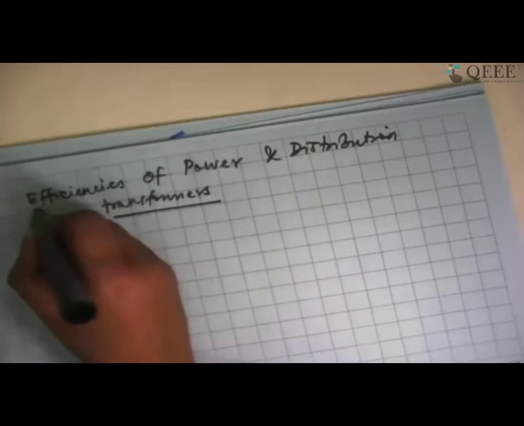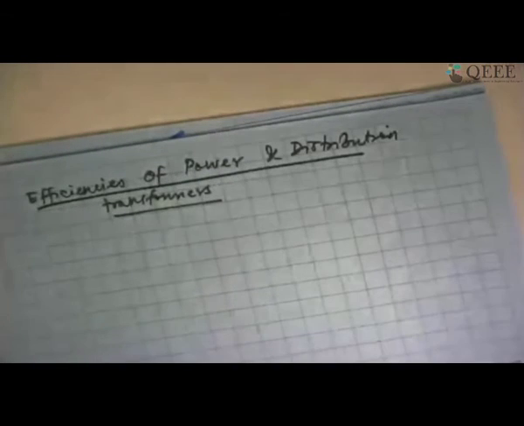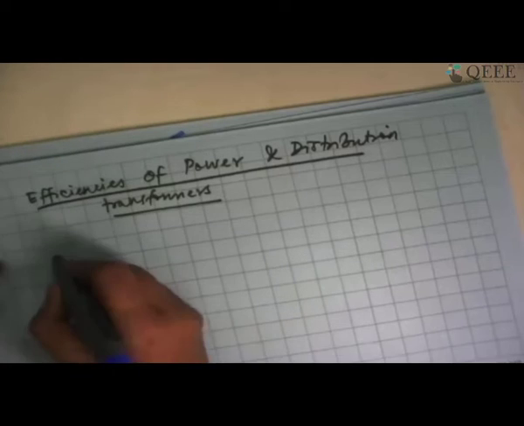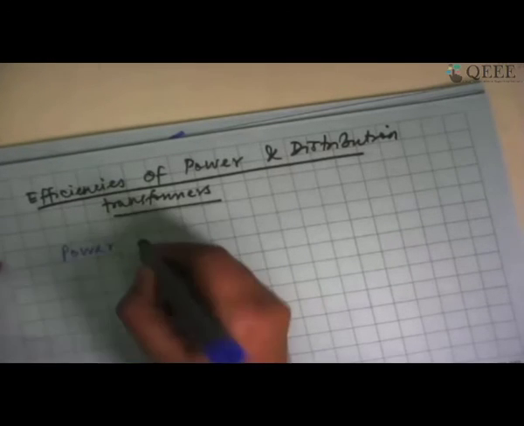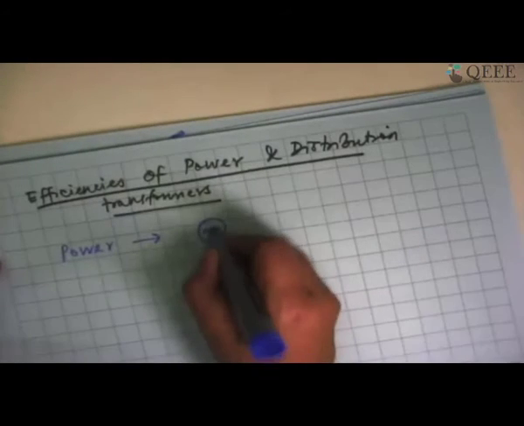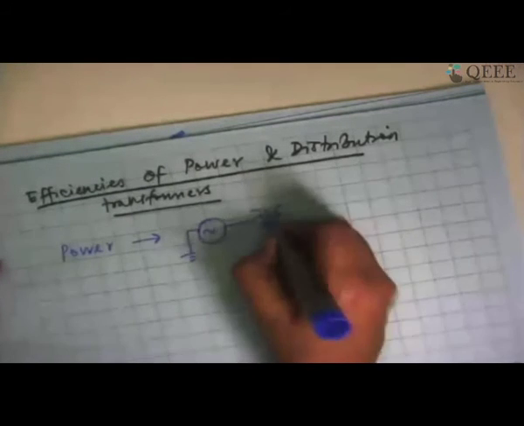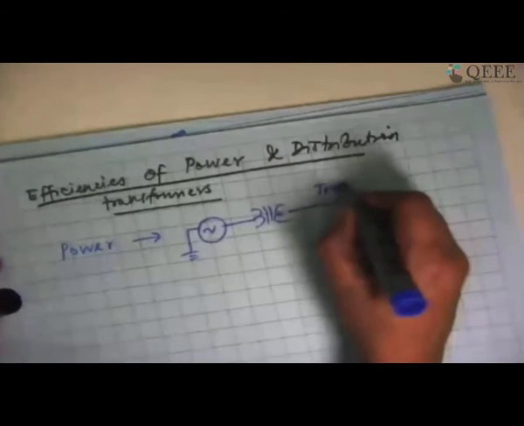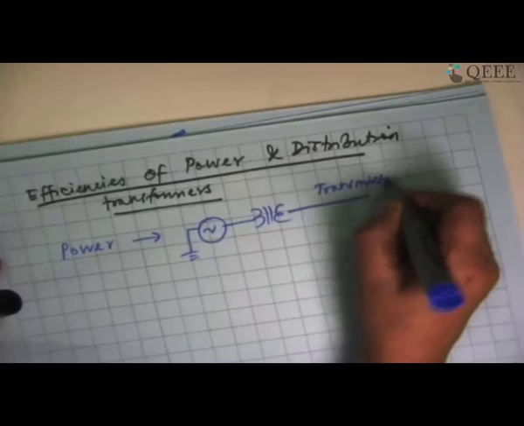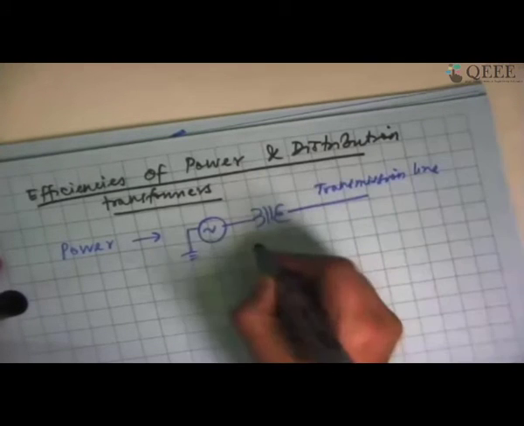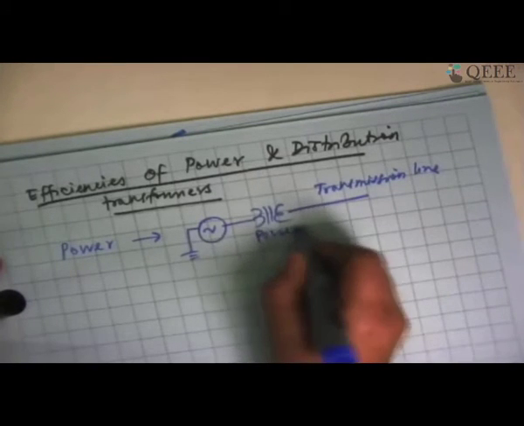Power transformers are normally used in power stations. Power transformers are generally connected to a generator. So if I say that this is the generator, I'm going to have a power transformer here before the power is sent to the transmission line. So this is my transmission line. This is the power transformer.